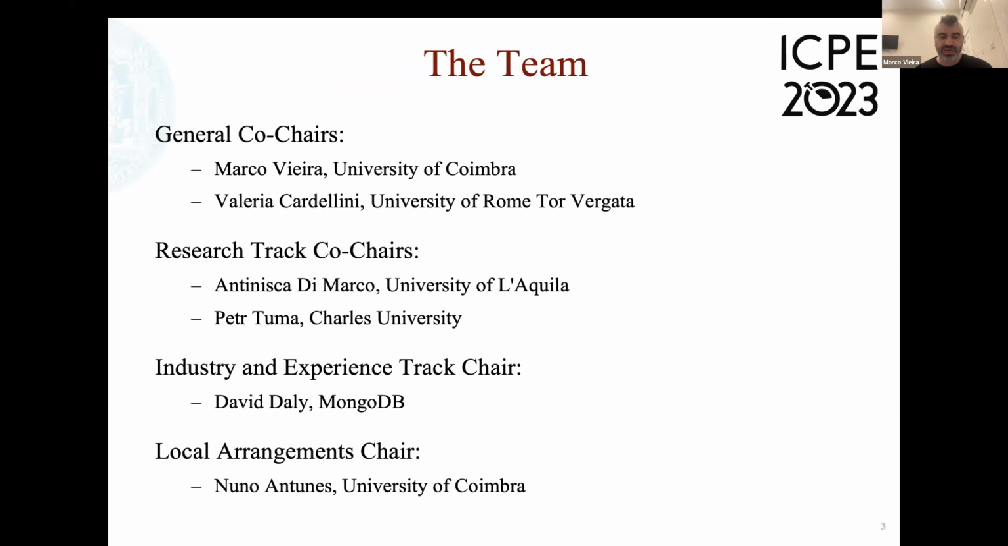As industry chair, it will be David Davy from MongoDB. And as local arrangement chair, it will be my colleague Nuno Antunes, also from the University of Coimbra. Of course, the team is not complete yet. The other names for other positions will be disclosed very soon.